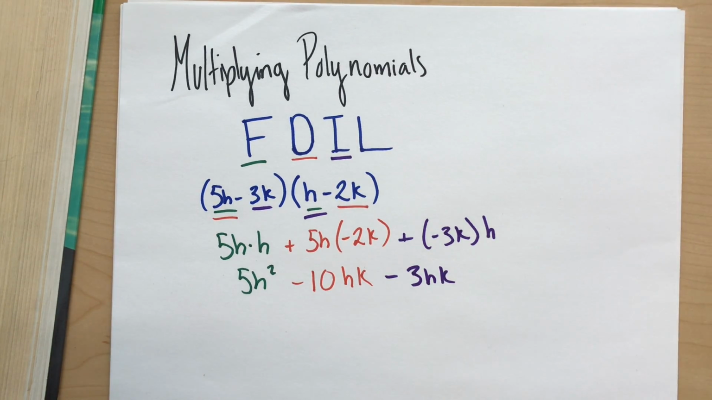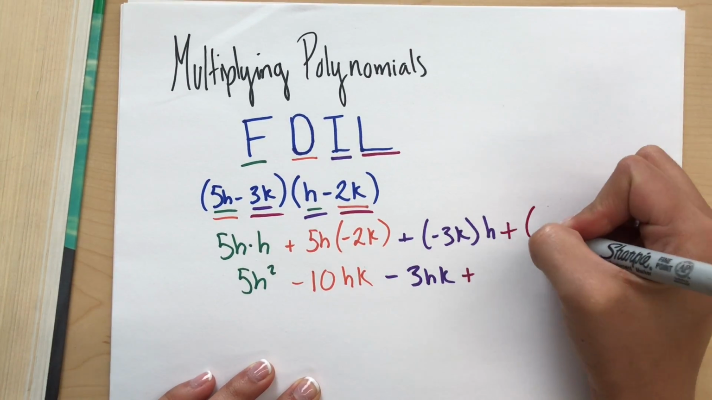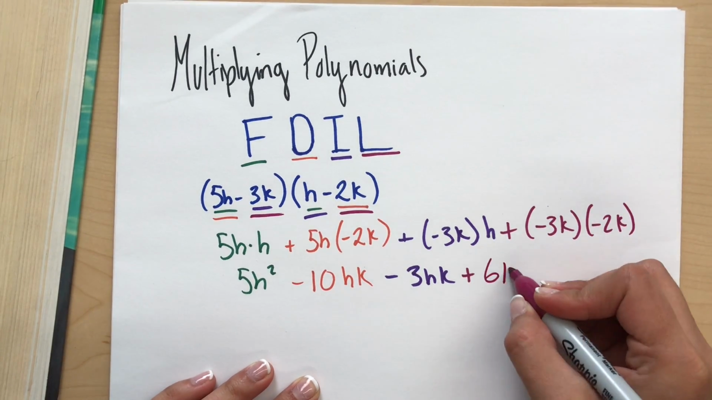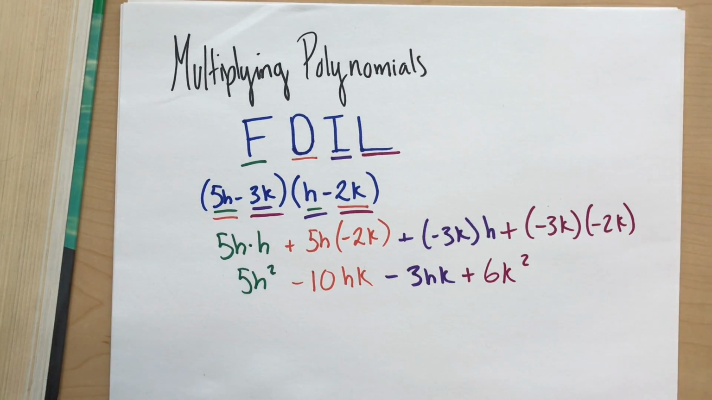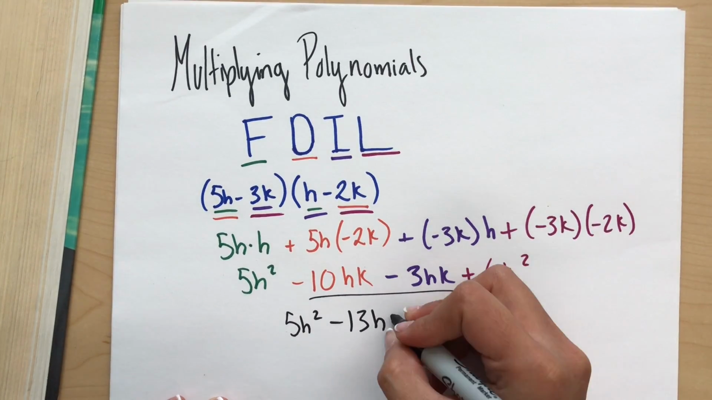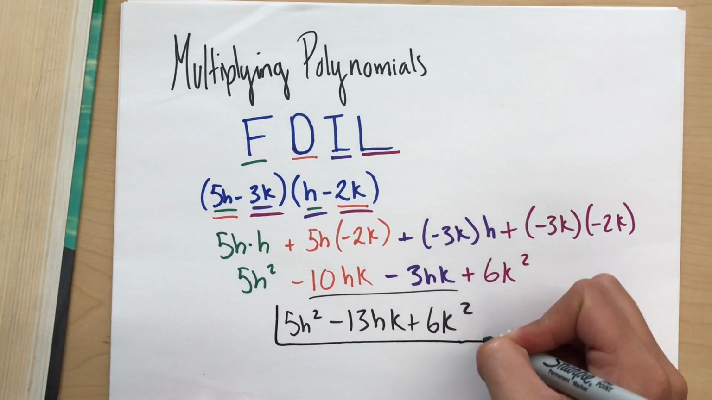Notice that those two are like terms. We're going to combine those later. Then of course we're going to do the last terms, so that's negative 3k times negative 2k. The two negatives cancel and I get positive 6k squared. Then all I have to do to simplify is combine those like terms to get 5h squared minus 13hk plus 6k squared. So you should all be familiar with FOILing, right?